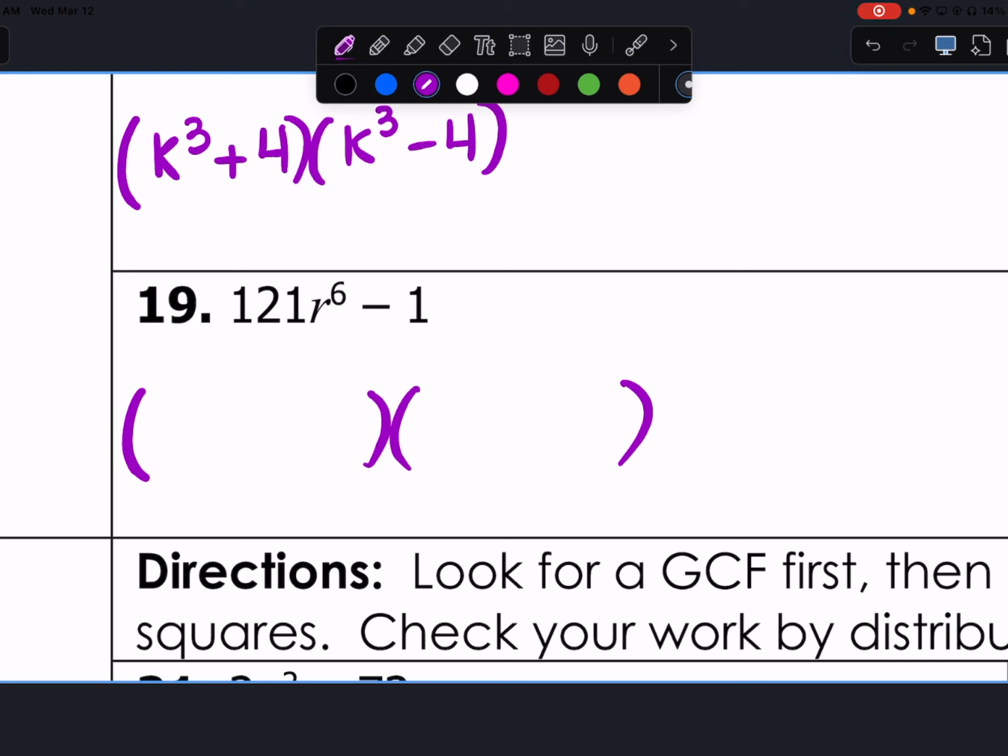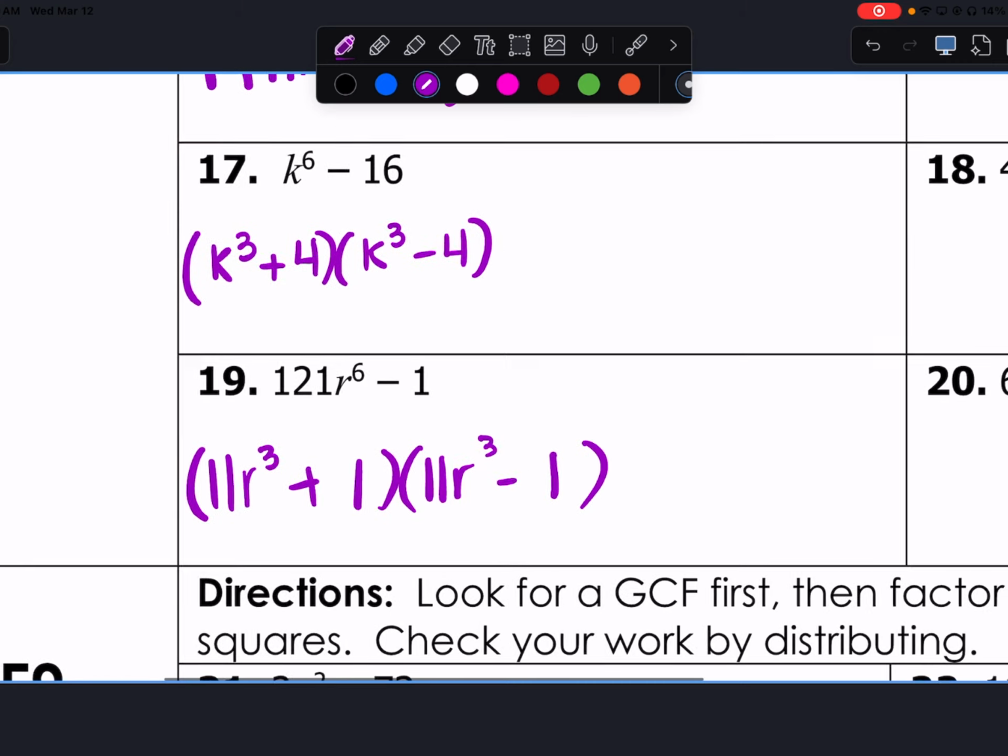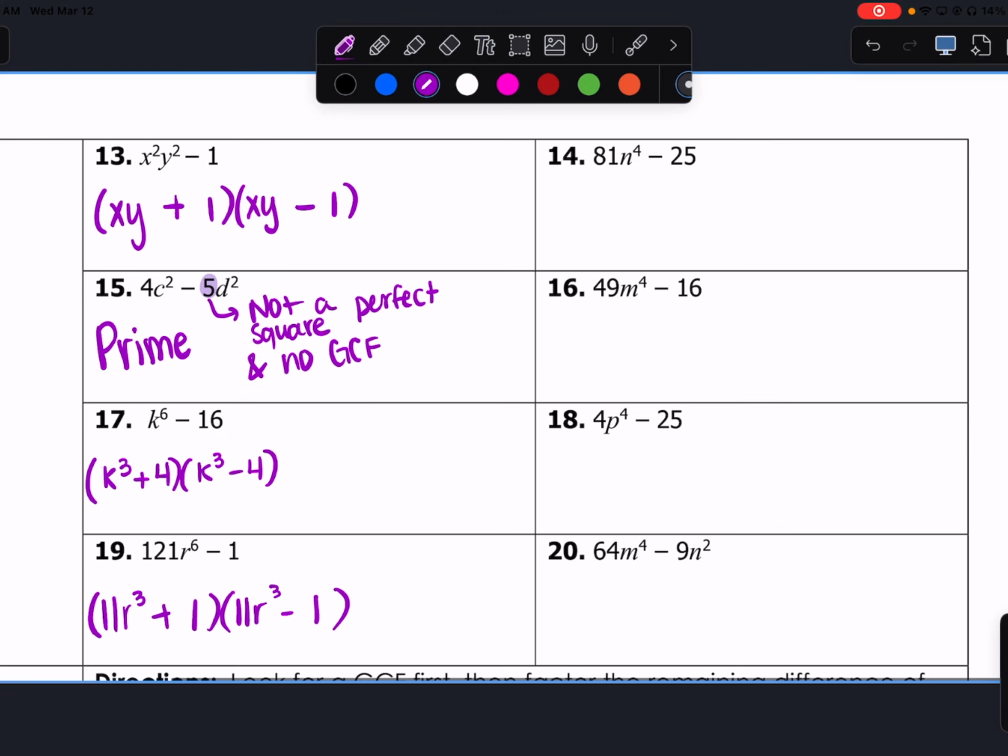All right, for number 19, what squares to give you 121 r to the 6th? What squares to give you 1? What signs do I need? Here we go. Now I want us to look at these evens real quick.